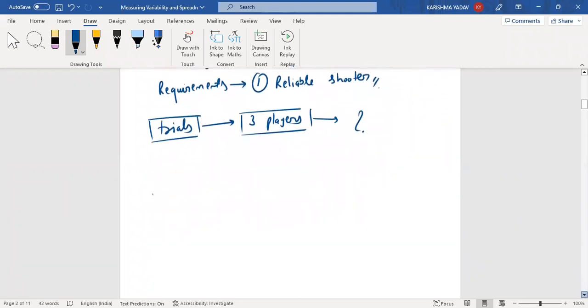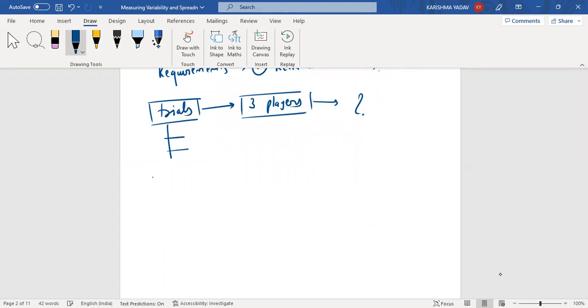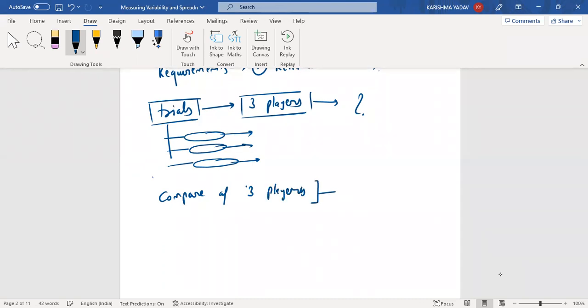After the trials, these 3 players have particular scores for scoring in basketball, which is the shooting factor. Now we need to compare the scores of these 3 players, and based on the scores, we will choose which one is reliable for the team. Let's see the scores of these 3 players and try to compare them.